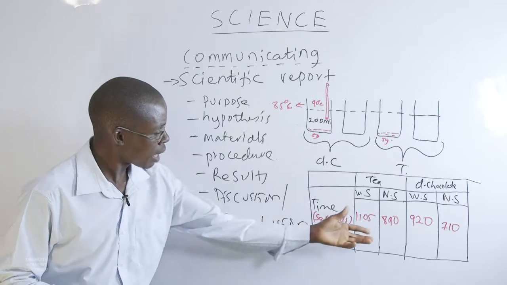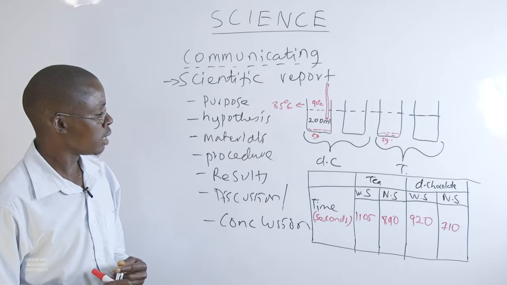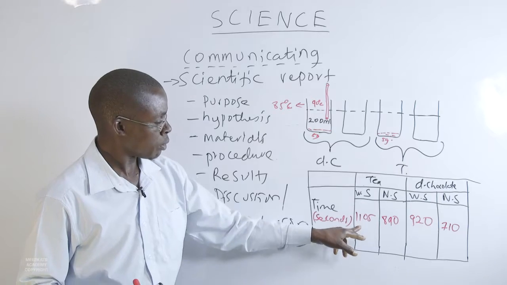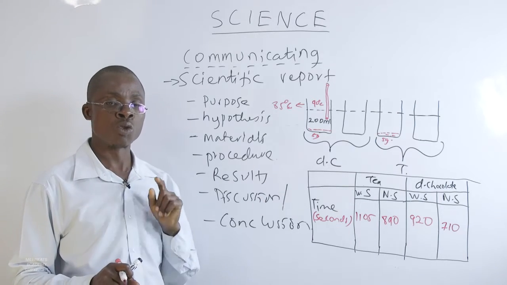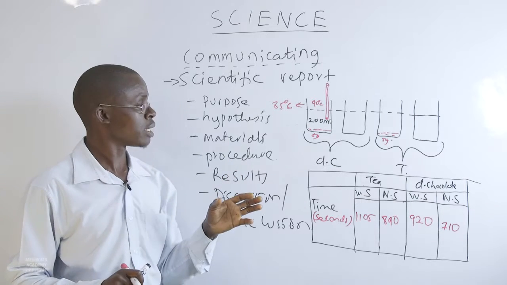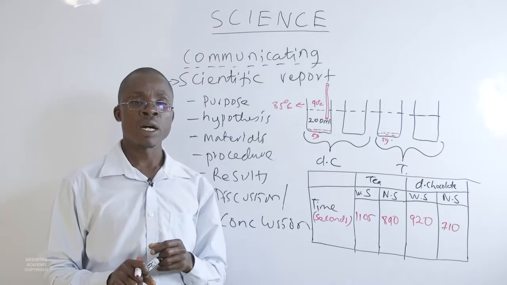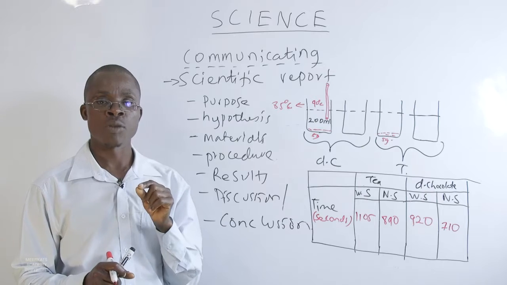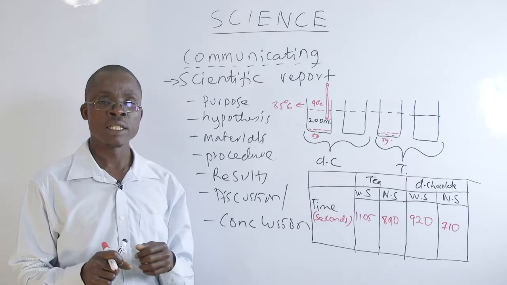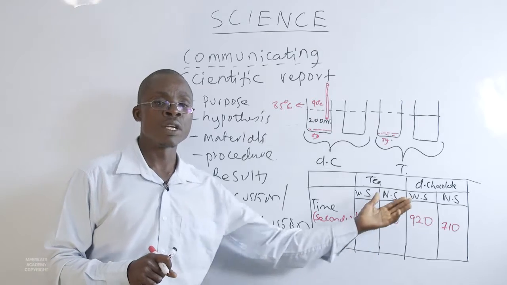So just looking at this one under discussion or analysis, I can easily say that tea with the sugar takes a longer period to cool from 90 degrees centigrade to 85 degrees centigrade, while drinking chocolate without sugar takes the shortest time to cool. So if you are in a hurry, you want to go for a journey and you are being told you are late, the best beverage to use therefore will be what? Drinking chocolate.